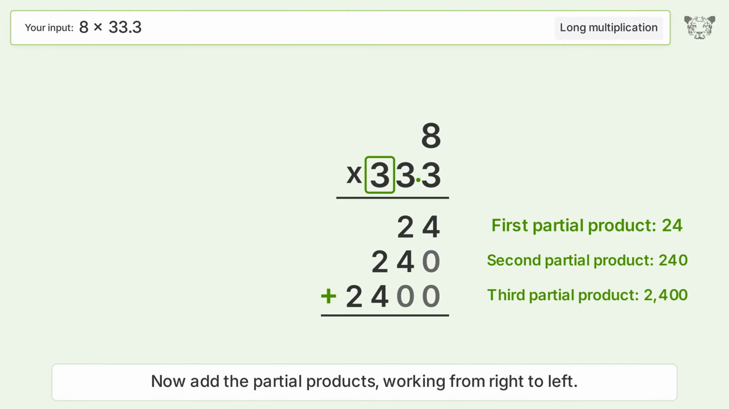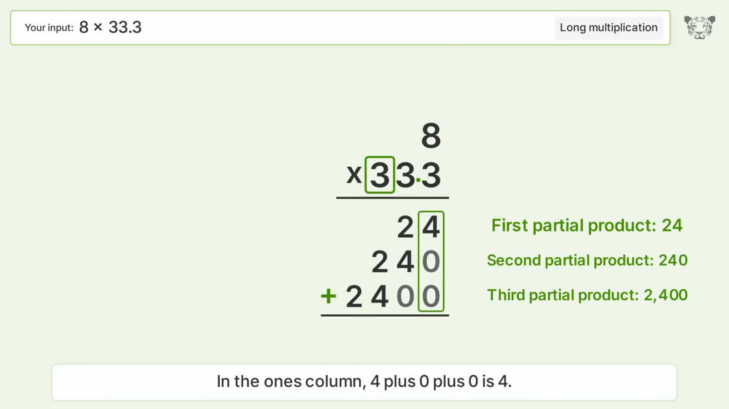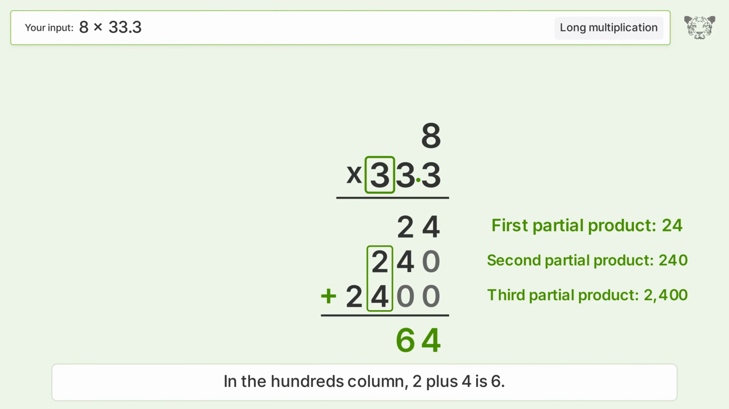Now add the partial products, working from right to left. In the ones column, 4 plus 0 is 4. In the tens column, 2 plus 4 plus 0 is 6. In the hundreds column, 2 plus 4 is 6. In the thousands column, bring down 2. The product of the whole numbers is 2,664.